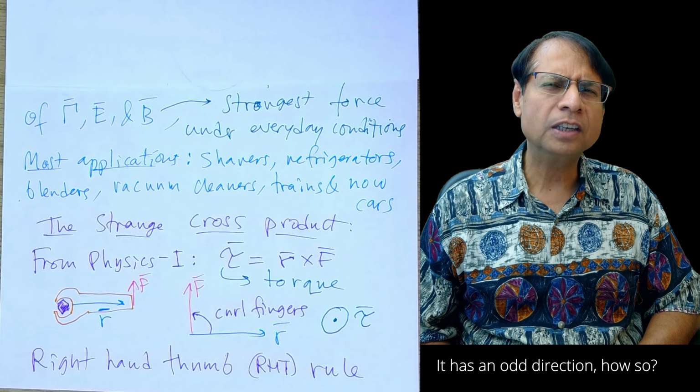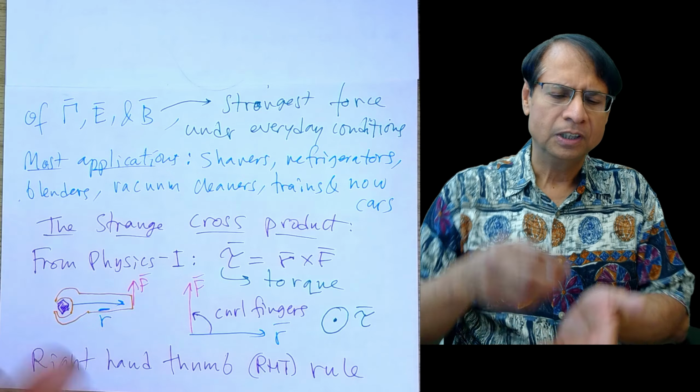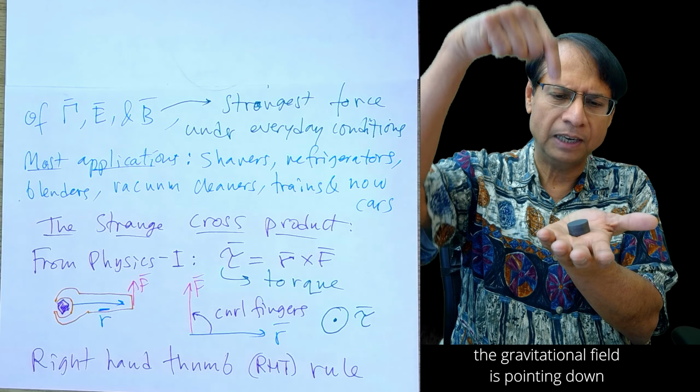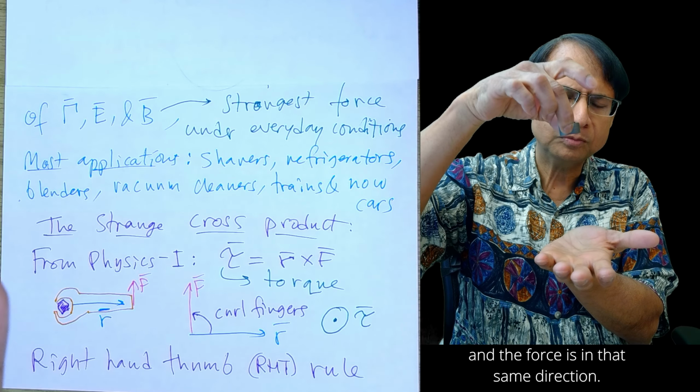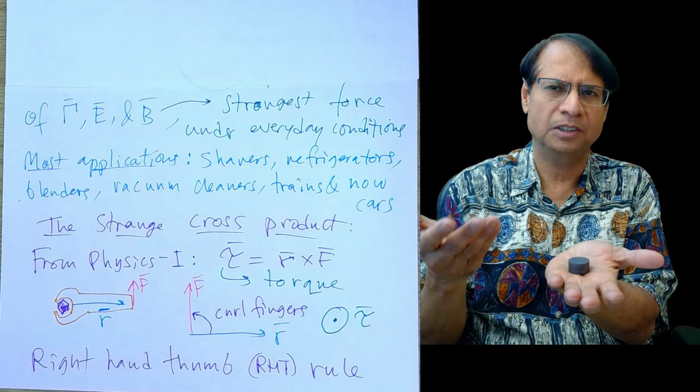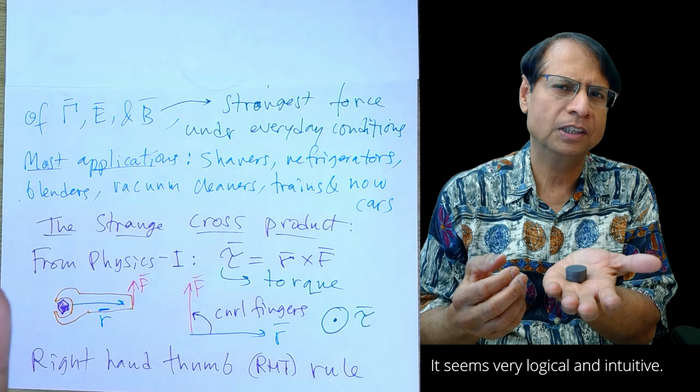Now there's something very unique and unusual about the magnetic force. It has an odd direction. How so? In the gravitational case, the gravitational field is pointing down towards the center of the Earth, and the force is in that same direction. It seems very logical and intuitive.